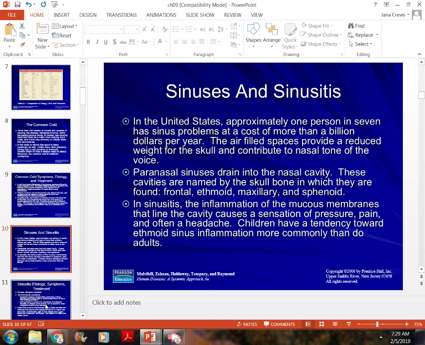So just know that it will change the way they sound. They may have a cough, but it's generally a dry, non-productive cough, unless the drainage is in the back of the throat and they're coughing that drainage out. It's not necessarily from the lungs. It's all in the head. Sinus infections and colds are generally all in the head, not necessarily in the chest.